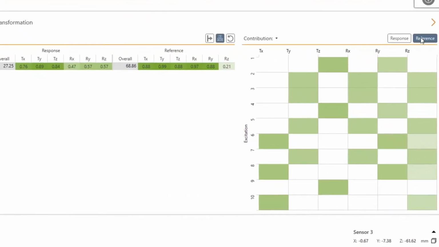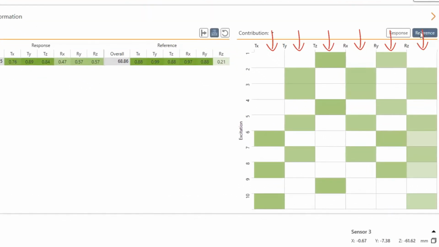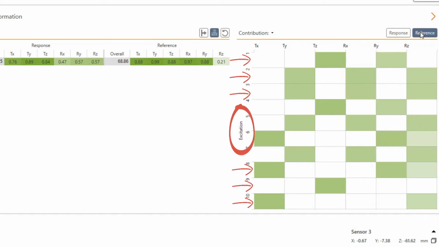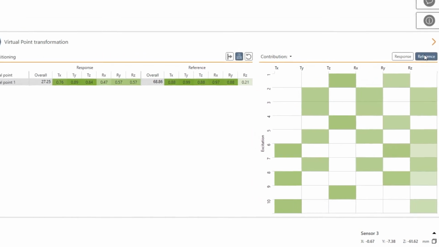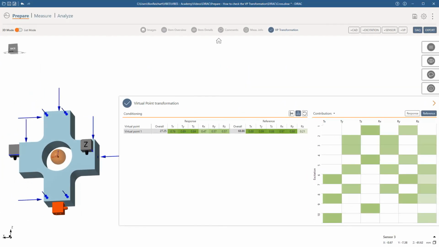The contribution matrix has 1 column for every virtual point degree of freedom, and 1 row for every excitation point when you display the reference matrix. For the response matrix, the rows correspond to all sensor channels. The entries in the matrix show how each impact contributes to the identification of the degrees of freedom of the VP.